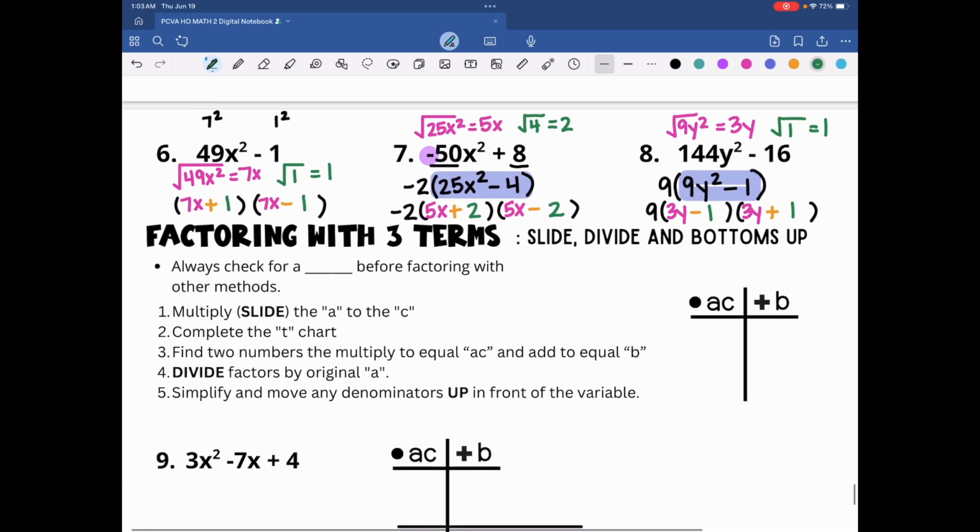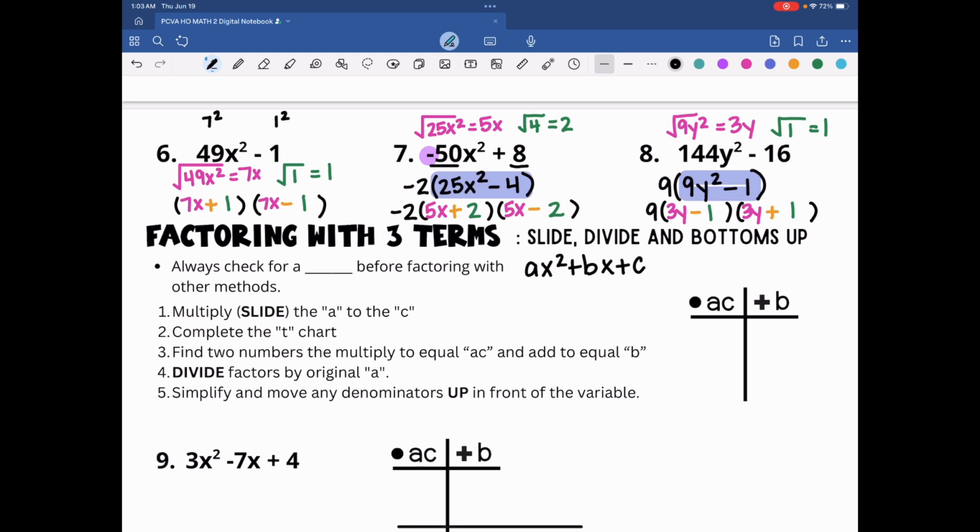So, next thing is how to factor with three terms. So, three terms is that quadratic format that we've been looking at, ax squared plus bx plus c. Now, I'm going to show you the slide, divide, and bottoms up method. And the reason I started doing this one is because there's all types of methods for factoring a trinomial.